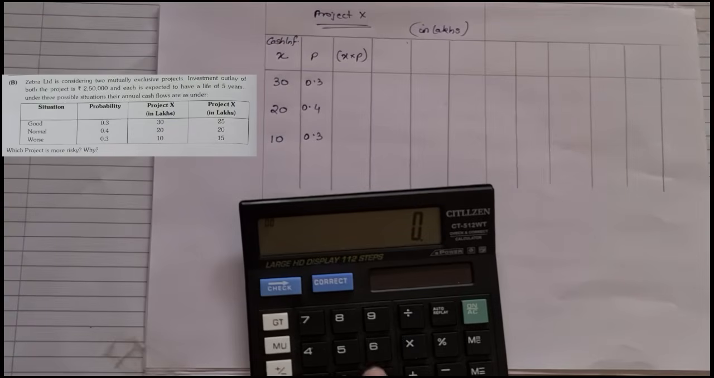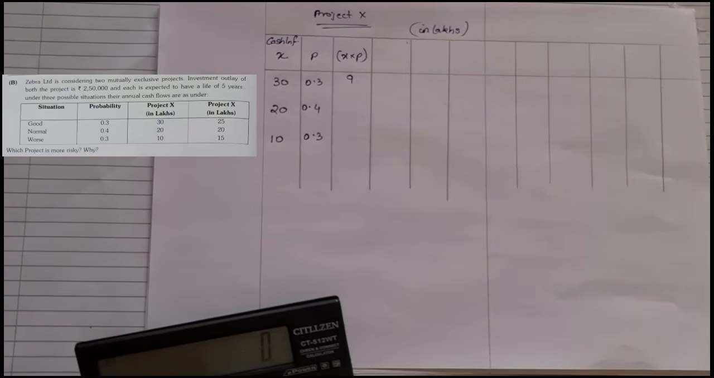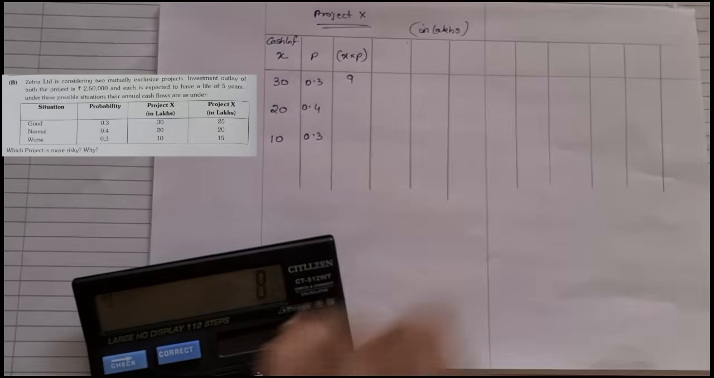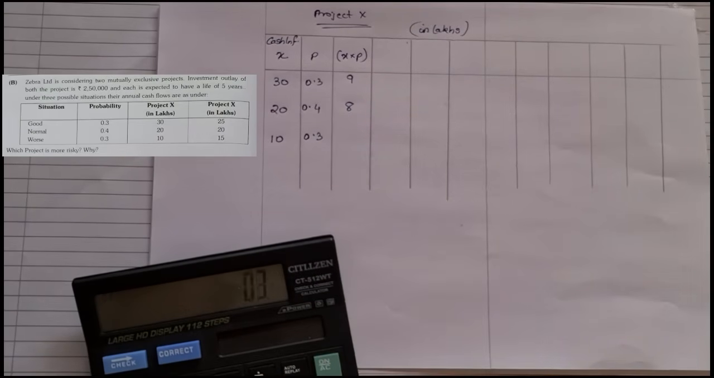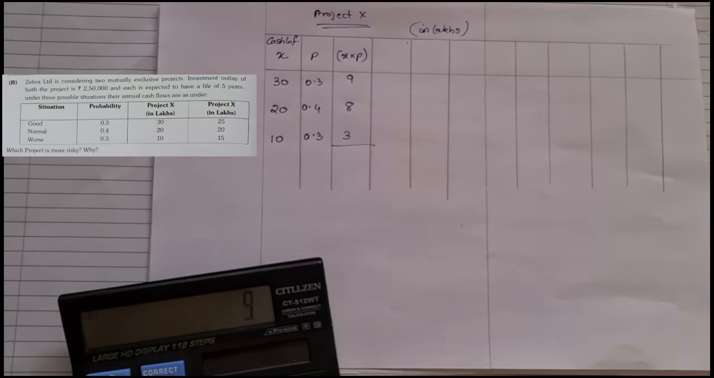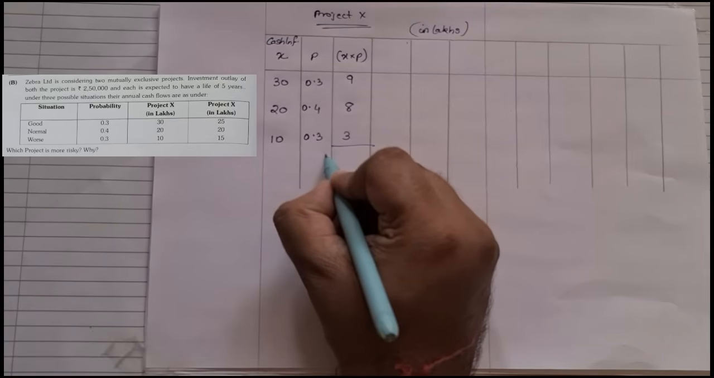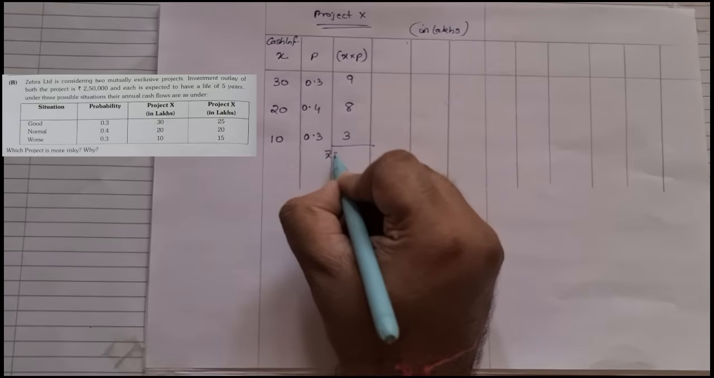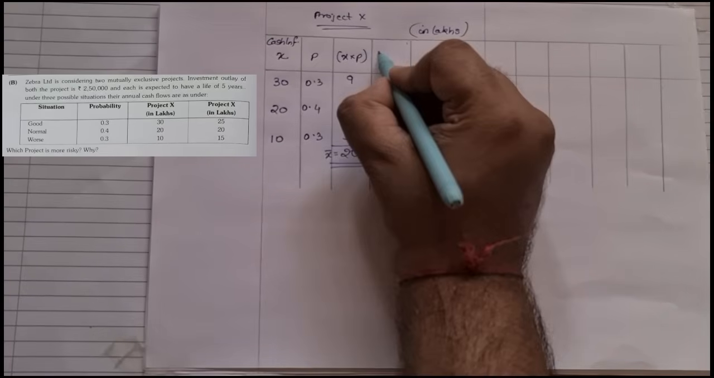Now we need to find expected return, so that will be X multiplied by P. On the calculator, 30 into 0.3 comes to 9. Then 20 into 0.4 comes to 8. And 10 into 0.3 comes to 3. We will total it up. That will be 9 plus 8 plus 3, which comes to 20 lakhs. So this is nothing but my expected return. I'll write that X bar is equal to 20. That's the total.